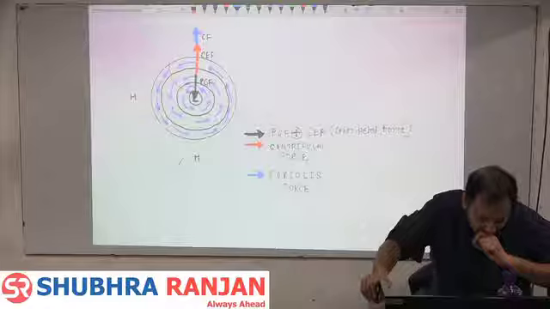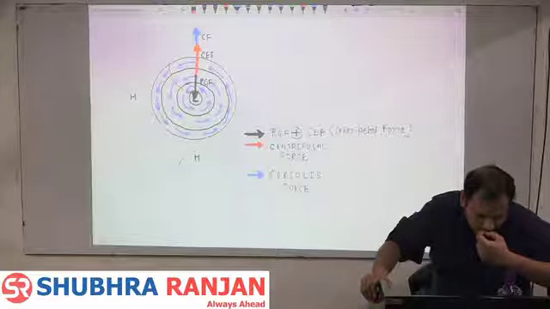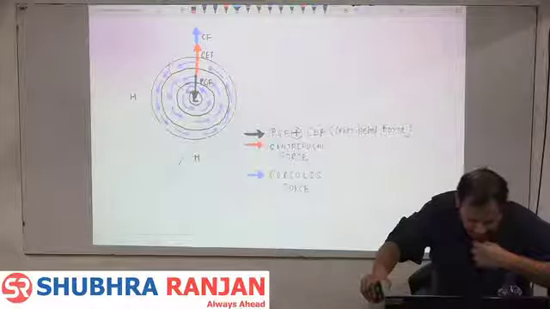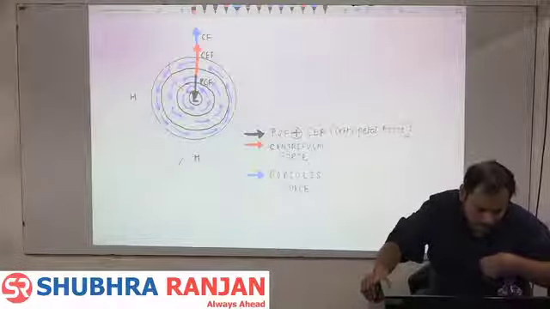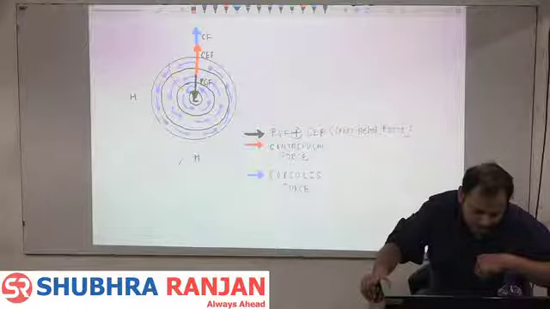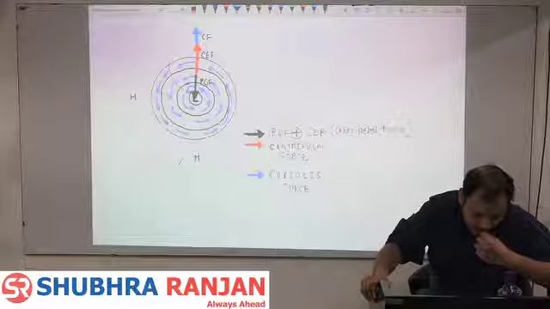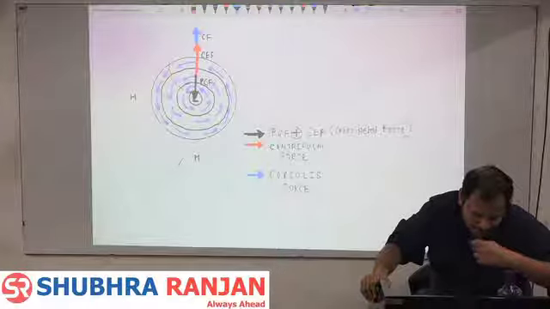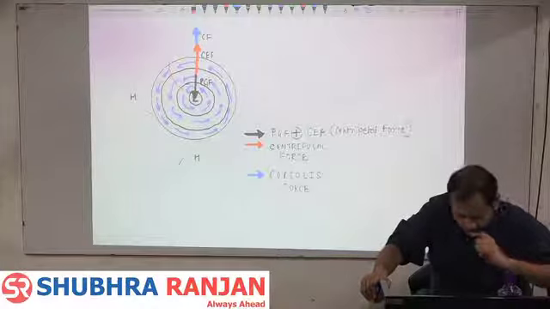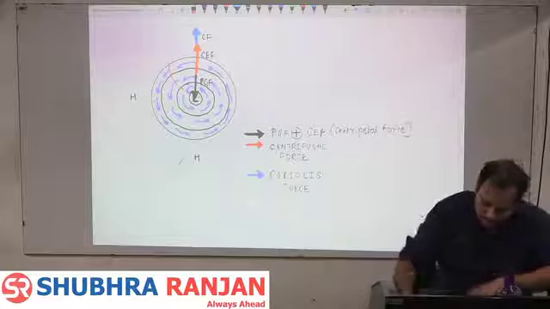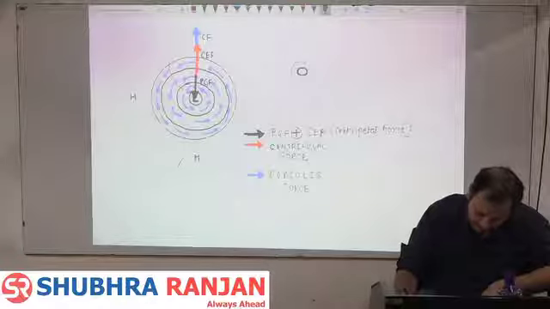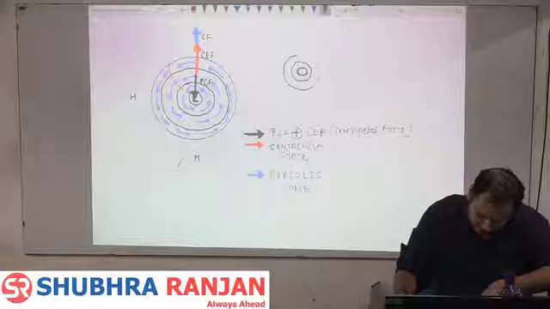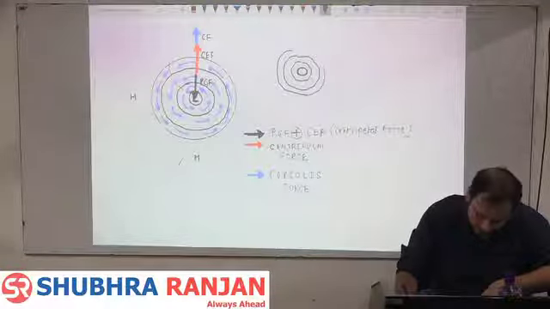And hence the wind will start blowing in the anti-clockwise direction, parallel to the circular isobars, before entering the low pressure system.